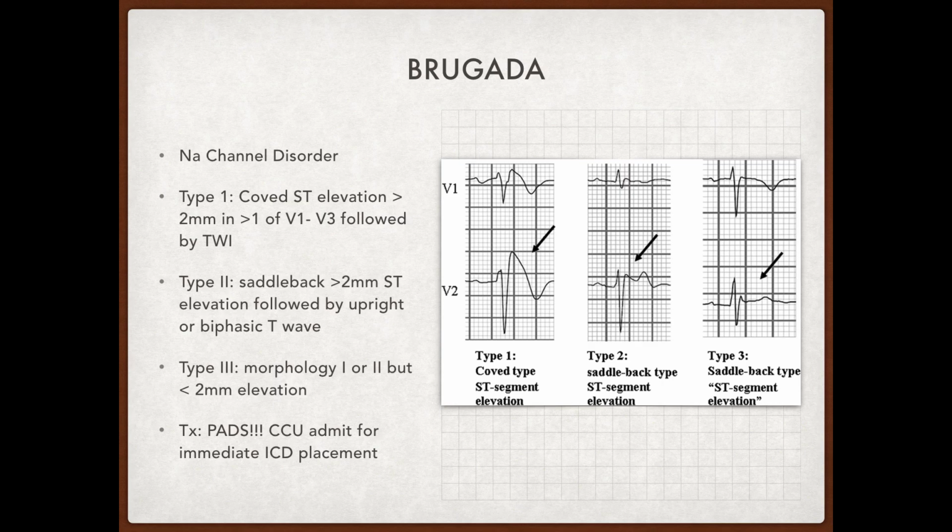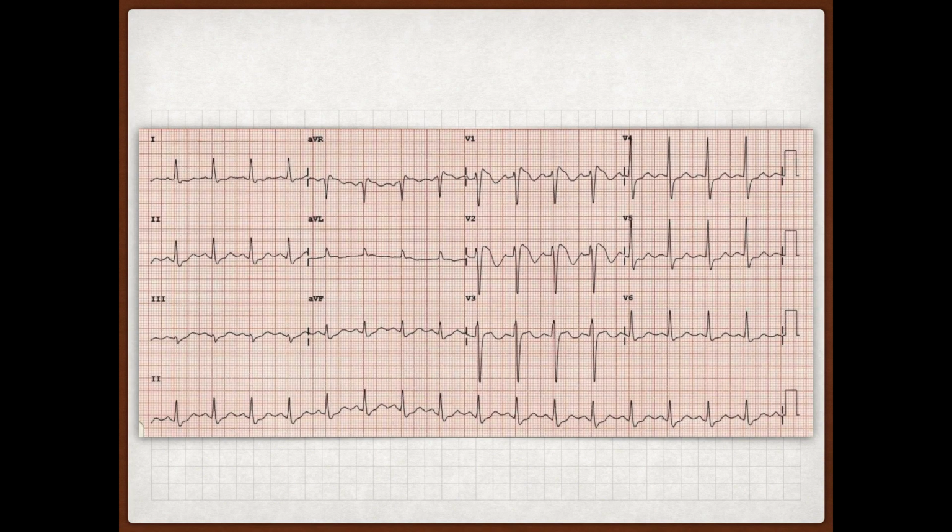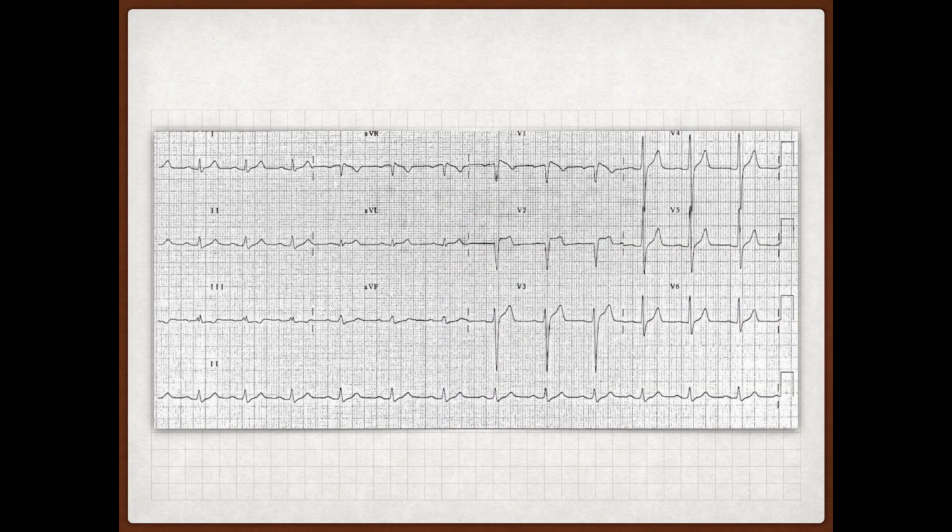Basically these patients, if they syncopize, you want to put pads on them and admit them to the CCU. So this one is what kind? So it's type 1. You see the ST elevation there. And this one would be the only one that's left. This is type 3, right? You see your ST elevation and your saddleback.